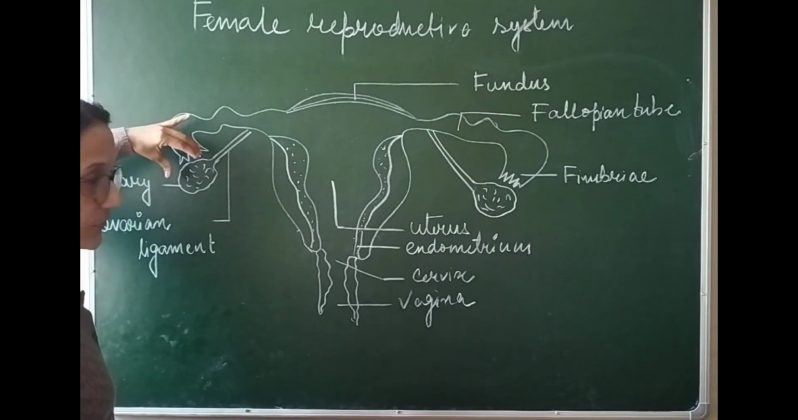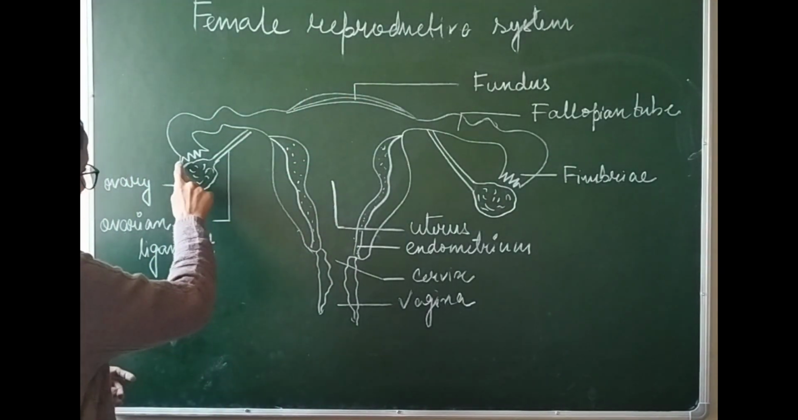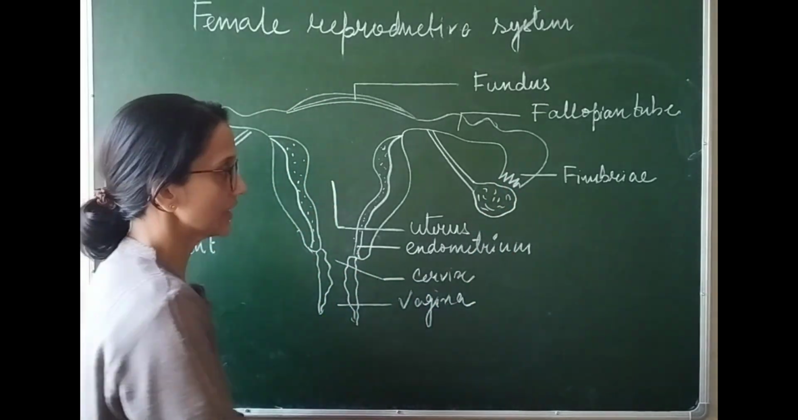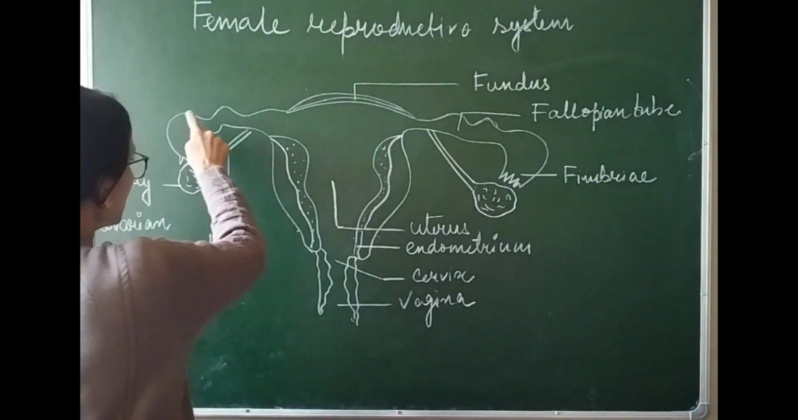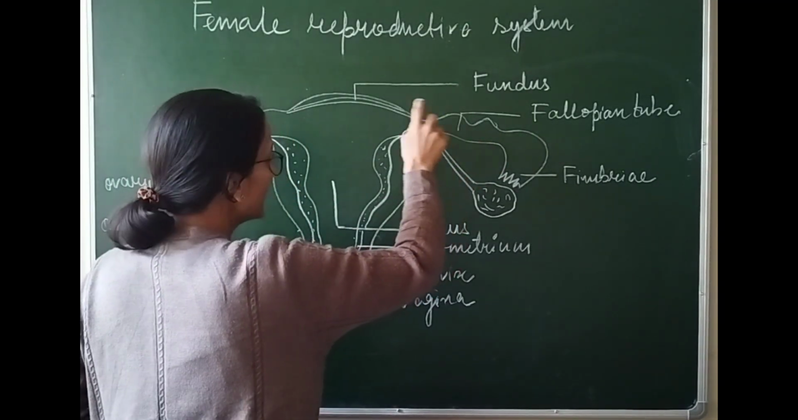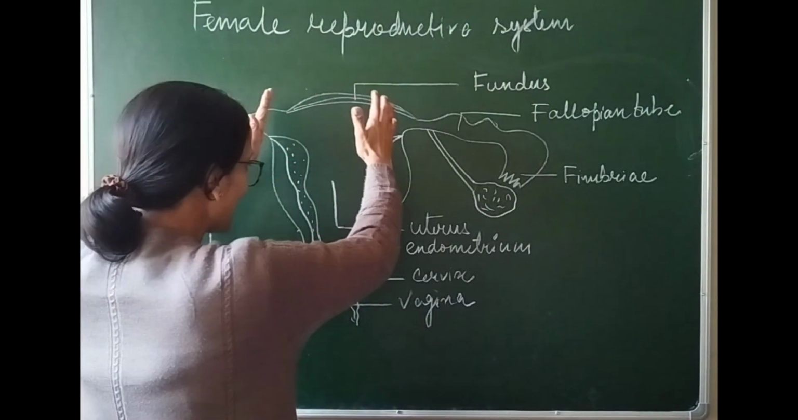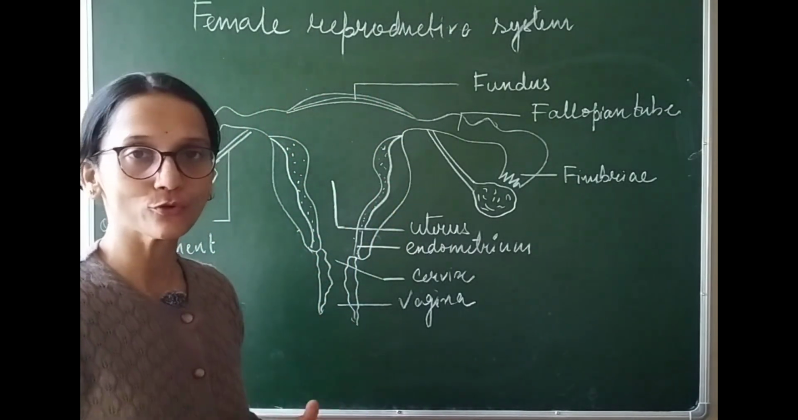Right at the tip of the ovary, the part called the fallopian tube starts, and this particular part of the fallopian tube that is directly in front of the ovary is known as the fimbriae or funnel of the fallopian tube. This proceeds and forms the fallopian tube. The head or the tip of the fallopian tube is called the fundus. Now as it goes down, it opens up into this pear-shaped structure which is known as the uterus.